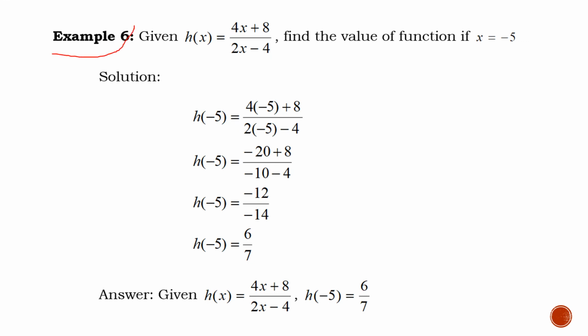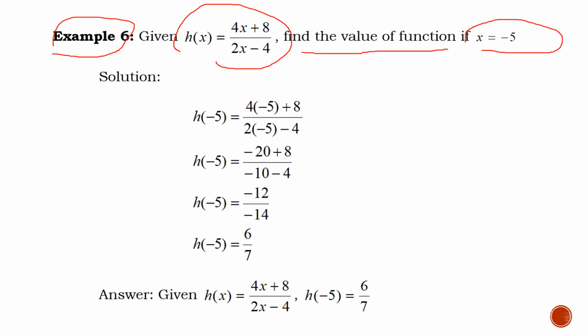So for example number 6, same process, no? There is a given function here, which is h of x is equal to 4x plus 8 over 2x minus 4. And we're asked to find the value of the function if x is equal to negative 5. So we just simply use this negative 5 as the value of all your x variables under your h of x function. We substitute this negative 5 to your variable x in your h of x. That's why it's h of negative 5.